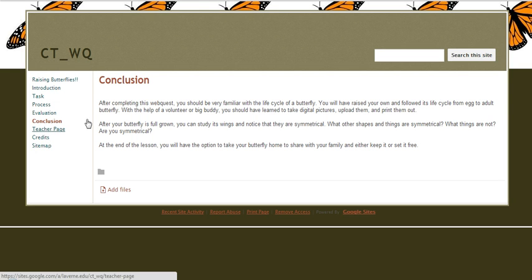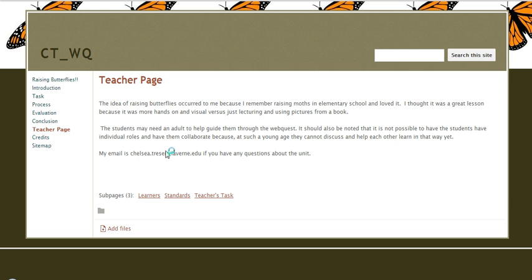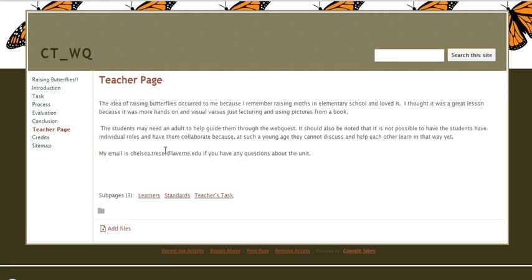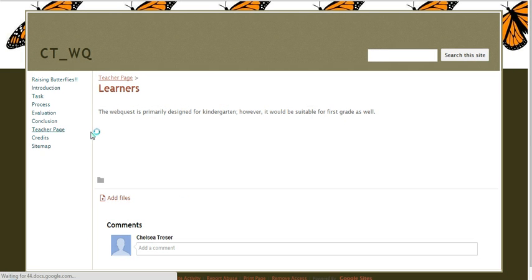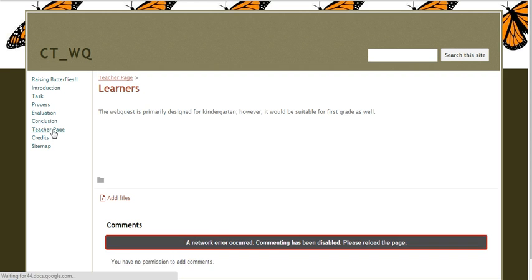It's important to know that the kids are young, or the students are young, and so they can't really have different roles as stated in other web quests, so that's important to know. And it is designed for kindergarten, but it can work for first grade as well.